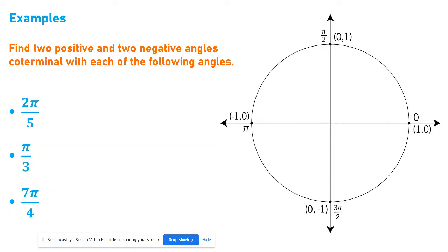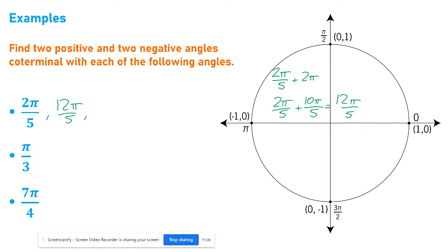Let's do the same thing with radians. Radians are slightly more complicated, but it's really just the same idea. We have 2 pi over 5, and we want to get some positive and negative coterminal angles. So I need to add 2 pi to 2 pi over 5. And again, I have to make 2 pi into a fraction with a denominator of 5. So that's going to be 10 pi over 5. So I'm going to get 12 pi over 5 as my first coterminal angle.